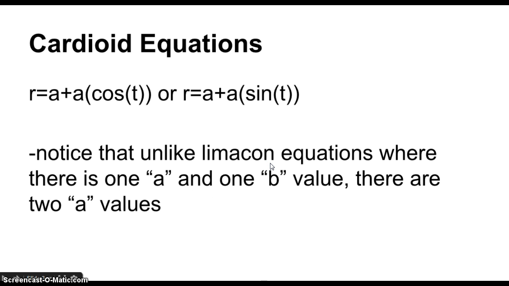The equations for cardioids are r equals a plus a times cosine t, or r equals a plus a times sine t. You might notice that unlike limaçon equations, where there is one a and one b value, where r equals a plus b, there are two a values in cardioid equations. This is what gives it the cusp and the point where it meets at the center of the graph, at 0, 0.